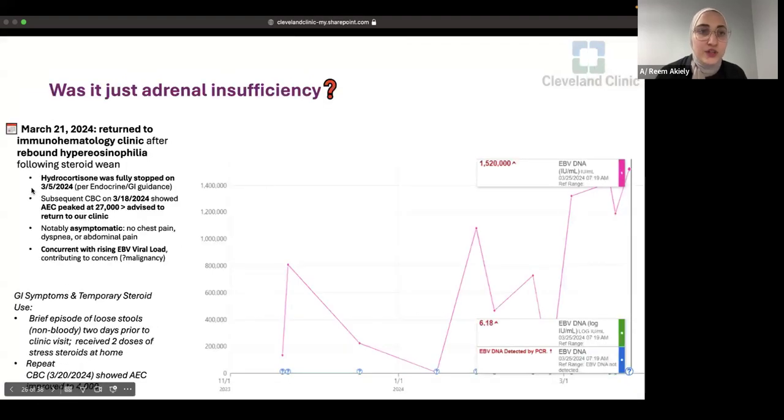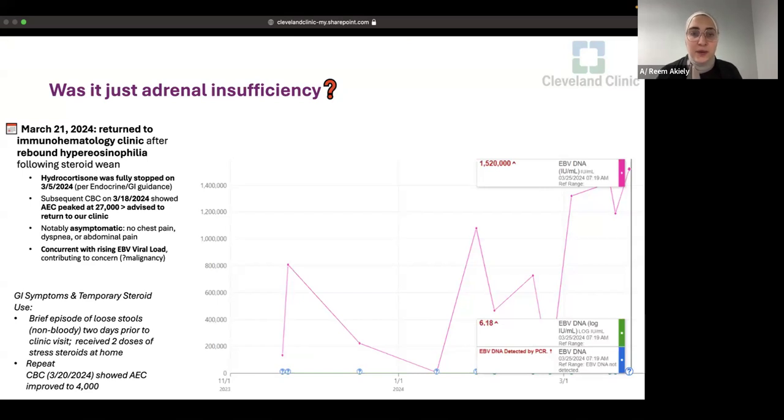By the beginning of March of 2024, he was completely off hydrocortisone, as led by endocrine. However, 2 weeks afterwards, his absolute eosinophil count rebounded to a peak of 27,000. Thus, he was advised to come back to the immunohematology clinic. By that time, he was asymptomatic without any respiratory or GI symptoms, and this trend in the eosinophils was concurrent with a rising EBV viral load exceeding 1 million.